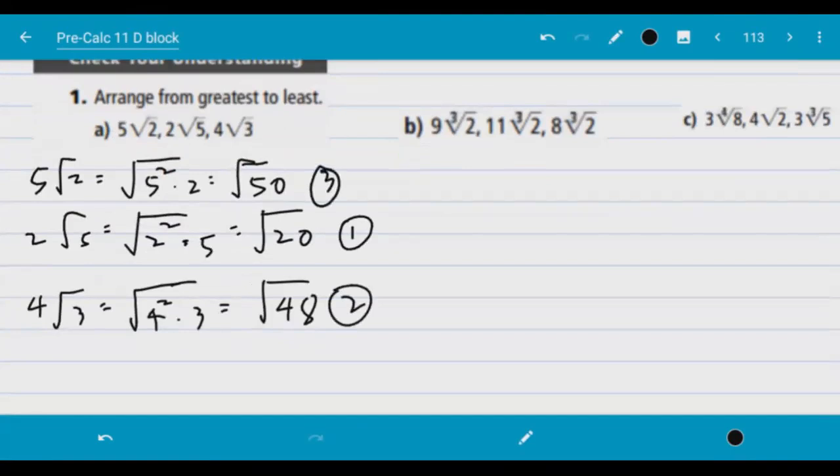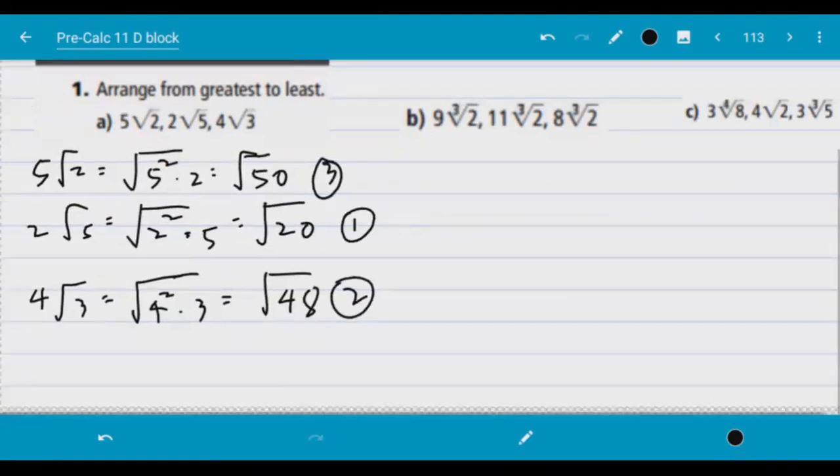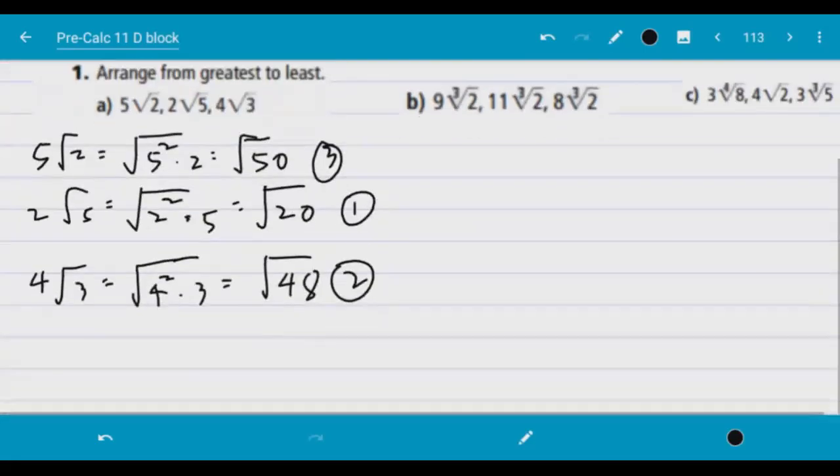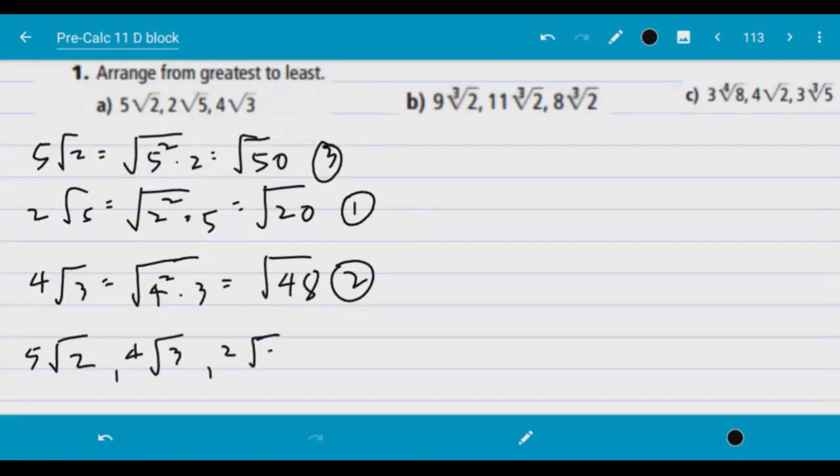All right. So the answer would be, to go back to the original question, remember, guys, it's from greatest to least. Well, I don't know why it's like that. So you go back to the original expression. The final answer is 5 root of 2, and then 4 root of 3, and then 2 root of 5. All right, there is your answer.